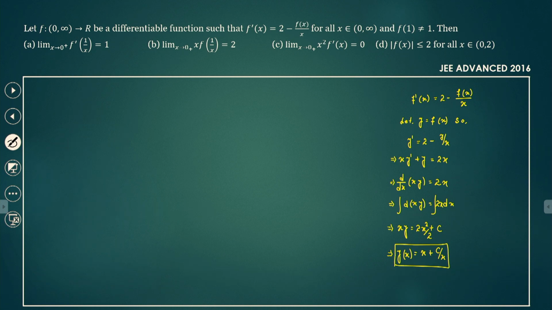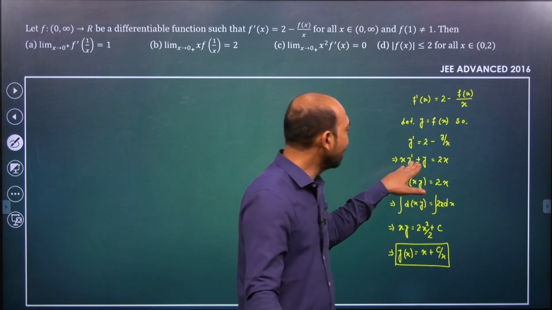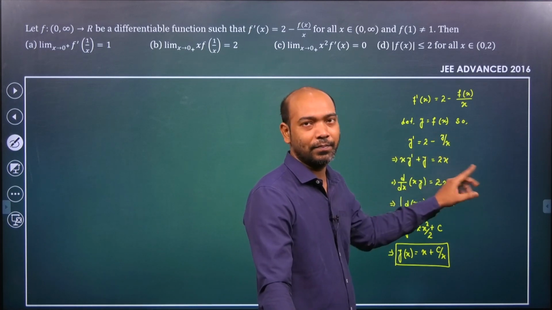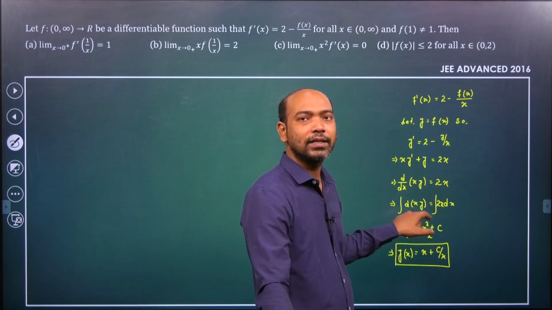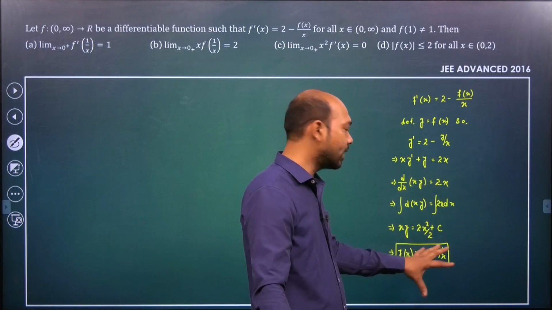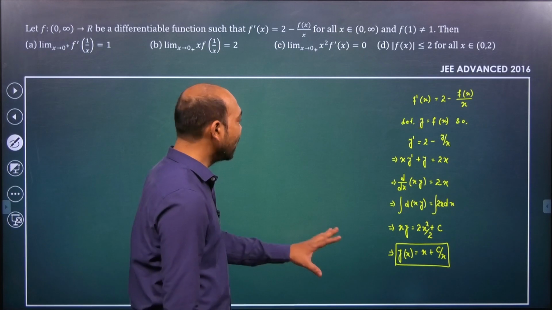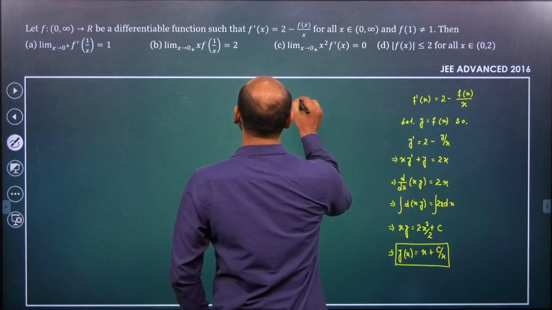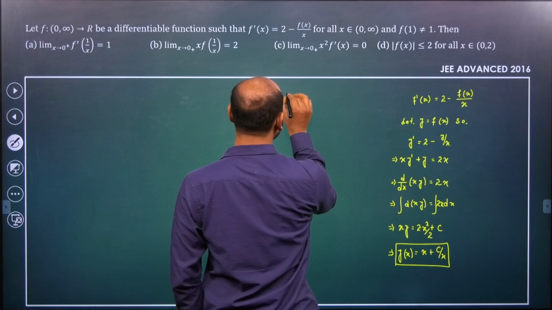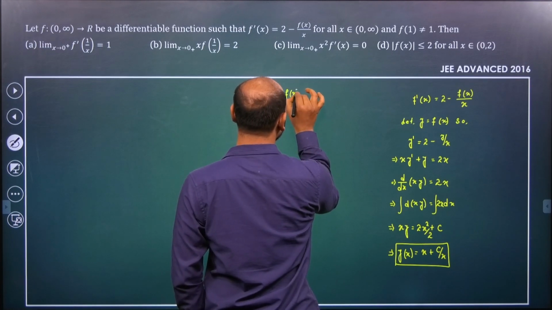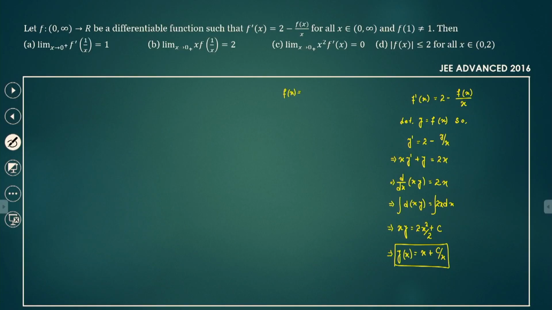So here you can see that I made a small mistake when doing the cross multiplication. We added 2x, so therefore if I integrate, we'll get 2x squared by 2 and so on. We'll get yx equal to that. So we obtain the function, right? So we can easily write down that my required function f(x) is equal to x plus c by x.